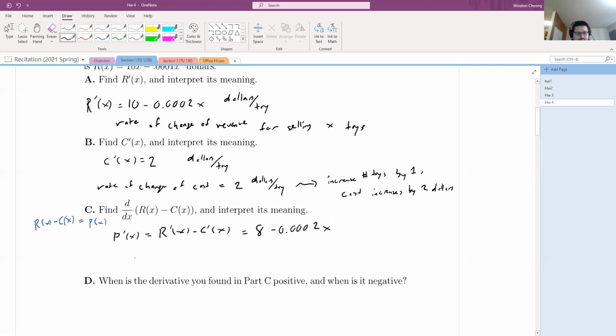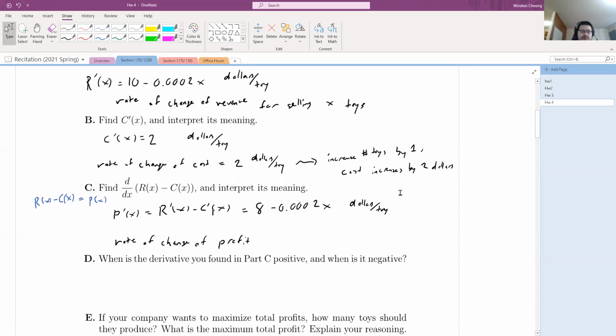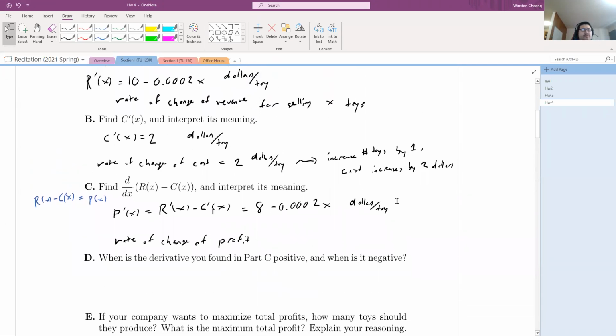Okay. And yeah, interpreting, rate of change of profit. And perhaps also we should put units down. So this should be dollars per toy. Okay. Questions so far?